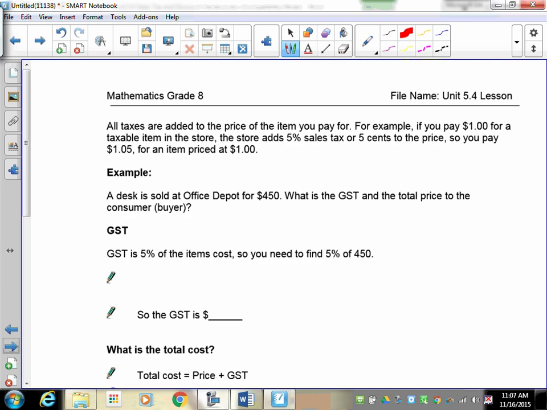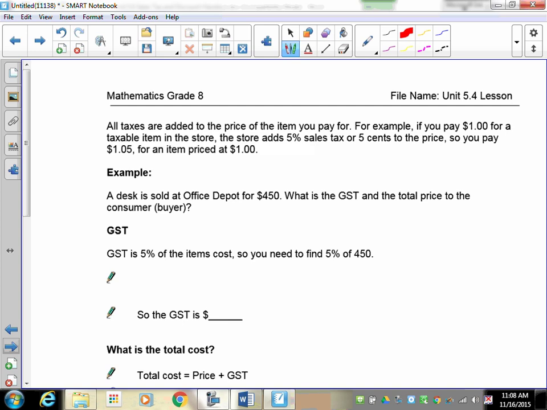So let's take a look. All taxes are added to the price you pay. Taxes are extra. So if you pay $1 for a taxable item and the store adds 5% sales tax, that's 5 cents to the price. So you will actually pay $1.05 for an item priced at $1. Now, goods and service tax in Alberta, certain things are taxable and certain things are not. For example, food is not taxable, neither is clothing. However, services or junk food, like pop and stuff, those are taxable. So those are some things you can keep in mind, but I'll always tell you.